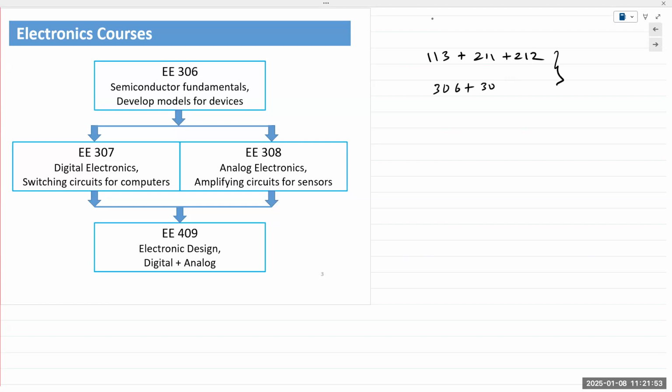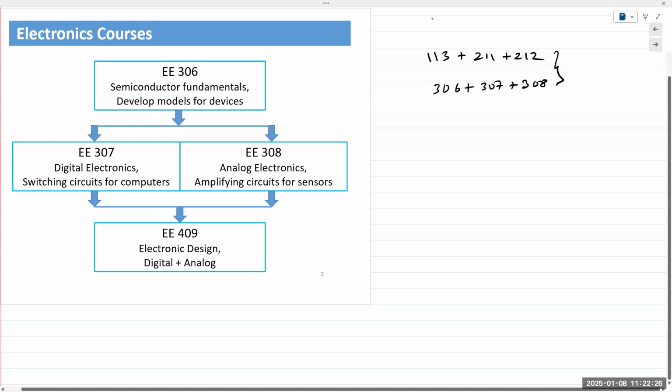And no matter where you go in this world, if you are studying electrical engineering, you would take circuit analysis for one academic year, and you would take electronics or electronic analysis for another academic year. Okay, it's the same worldwide. So 306 is fundamentals of semiconductor devices and circuit analysis of those devices. 307 is basically digital electronic circuits, where you use the exact same components and you create digital circuits. And in 308, the exact same devices, and you create analog circuits.